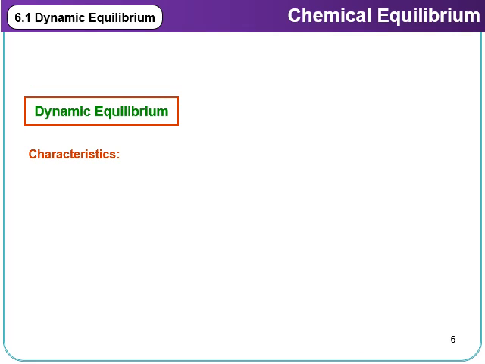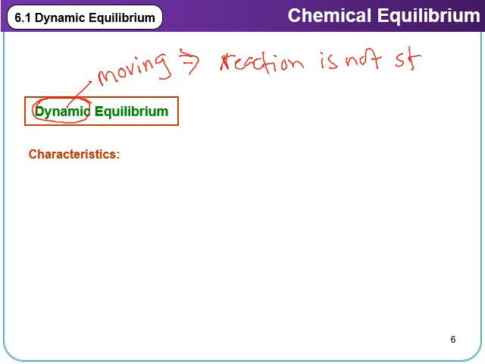Now let's recall the characteristics of dynamic equilibrium, or the system which has already achieved equilibrium. By the way, before we continue, let's know the meaning of dynamic. Dynamic can be considered from the word dynamo, which is used in the bicycle, which is always moving. So here I will consider dynamic as moving. Moving means that the reaction is not stopped, which means it is continuously happening.